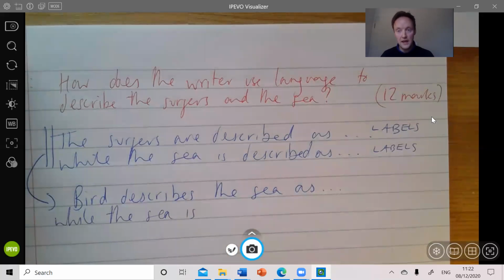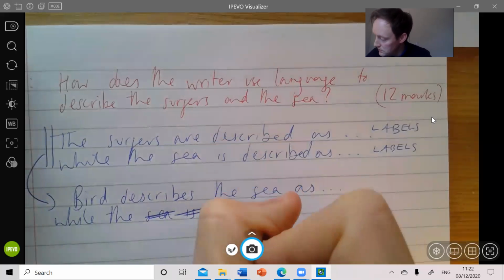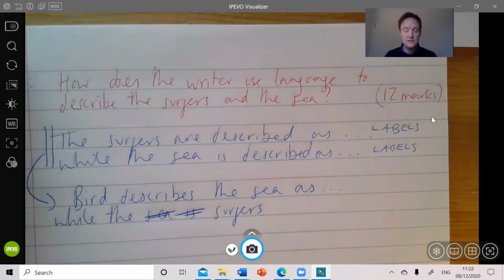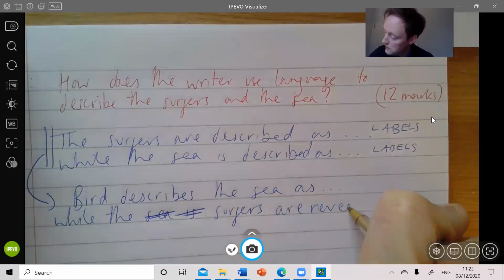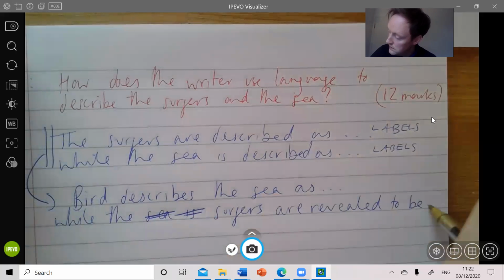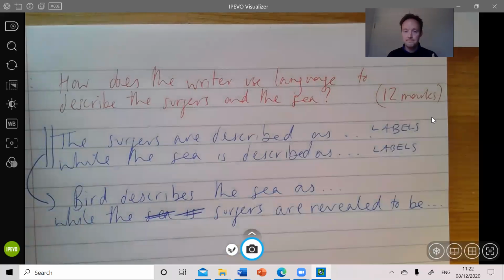Now, I can use the word described again, but we're always encouraging you to try and vary your vocabulary. So we should do the same thing here. Bird describes the sea as, while the, oh look, I've made an error. Oh dear, it's not the end of the world. If anything, I've just demonstrated the importance of reading your work repeatedly. So Bird describes the sea as, while the surfers are revealed to be whatever it is that you think the surfers are like. So that's the first thing that you do.